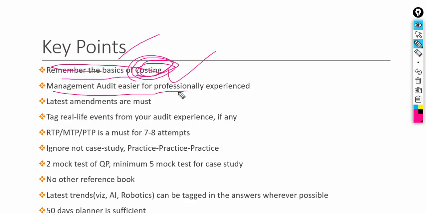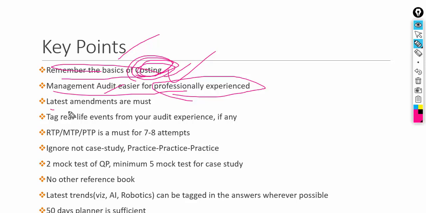Management audit is easier for people who are already experienced. As already mentioned, if you are a team lead, if you have worked as a manager, or at any managerial level, it becomes easier for you to understand the management audit. Or even if you have done any audit activities in your career, it becomes easier for you to know the costing as well as the management audit.